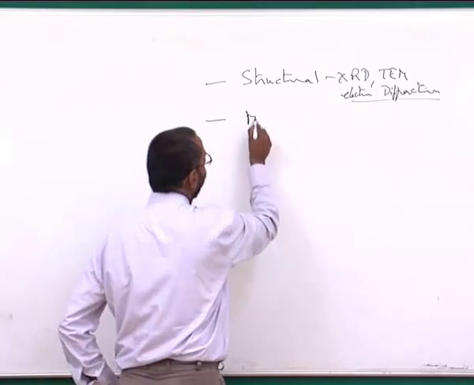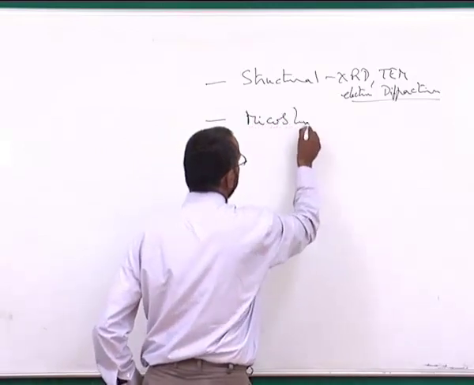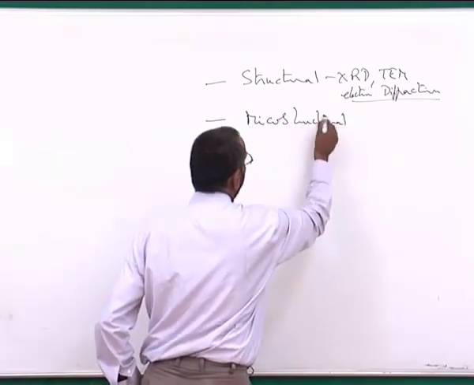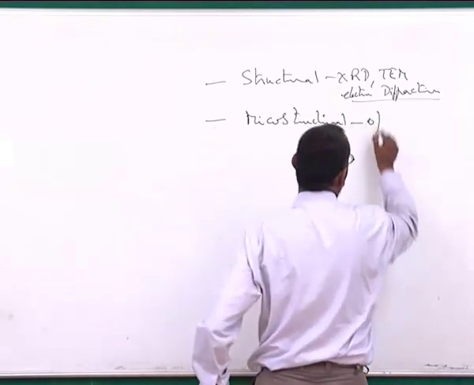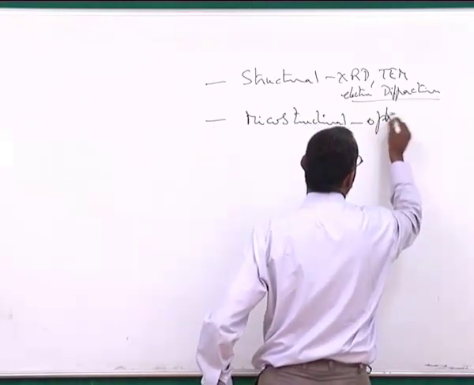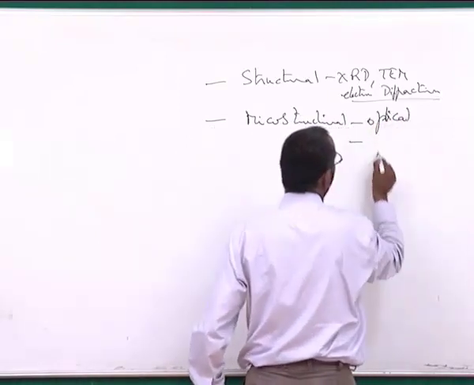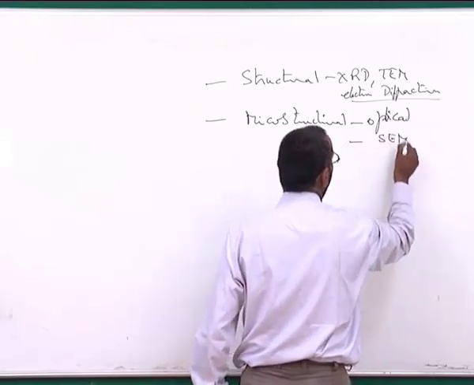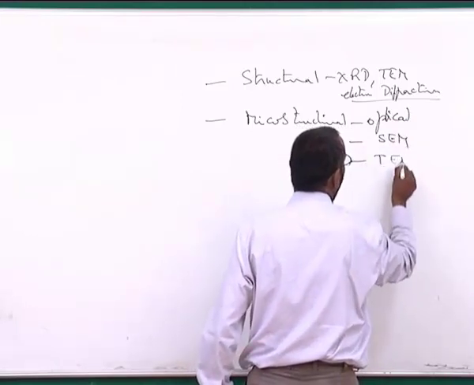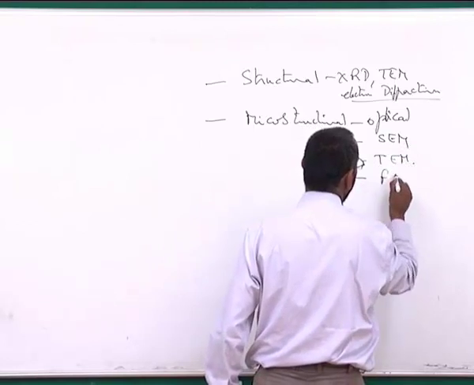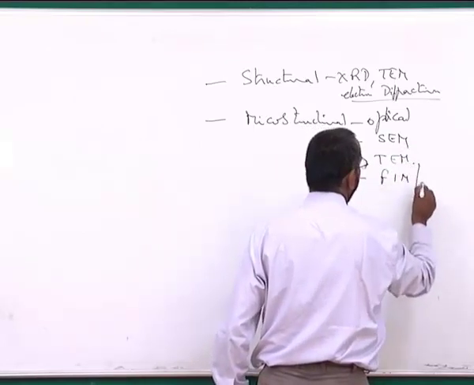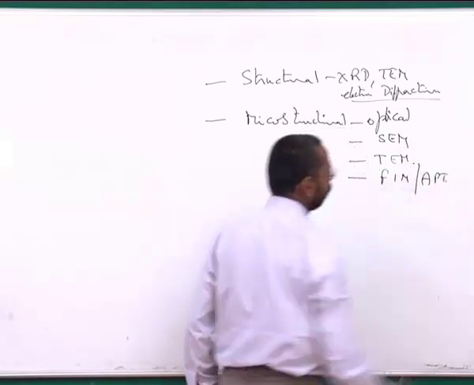Then we went to microstructural characterization. And we started with an optical microscope. We went into a SEM. We went into a TEM. And we also went into a field ion microscope. And finally an atom probe tomography.